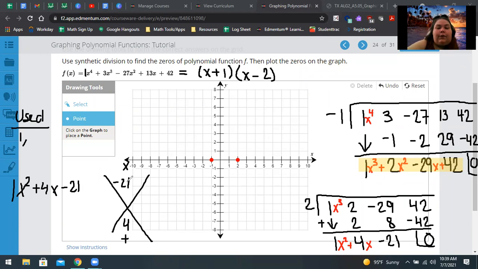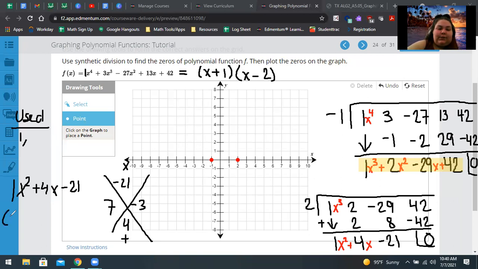So now the multiples for 21 are only 7 and 3. But I have to play around with the negative. So if I add the negative here for 7, negative 7 times 3 is negative 21. Negative 7 plus 3 is negative 4. I need positive 4. So my negative can't be with the 7. It's going to go with my 3. 7 times negative 3, negative 21. 7 minus 3, positive 4. So these are my factors.